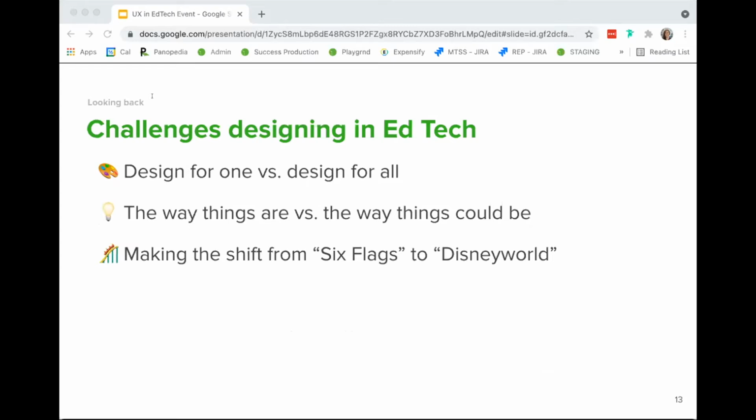So I want to talk really quickly about challenges and lessons learned from all of this so far. As you know, I'm in the middle of it right now, but some challenges designing in ed tech. One big thing that I've been thinking about a lot recently is this idea of designing for one versus designing for all. Something with our product is that it's used by a lot of people within a school district, everyone from a school administrator, school leader, sometimes administrators in education at the state level, counselors, teachers. So when we're talking about design, it's often really challenging to figure out who the specific users are that we have in mind.